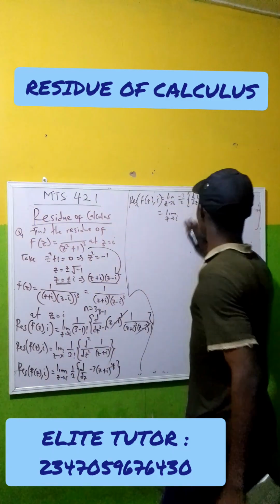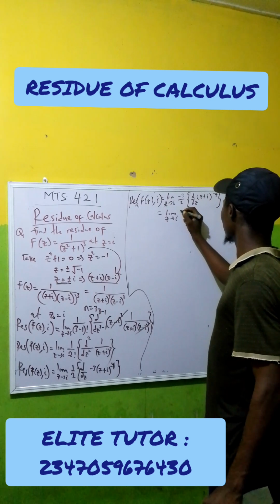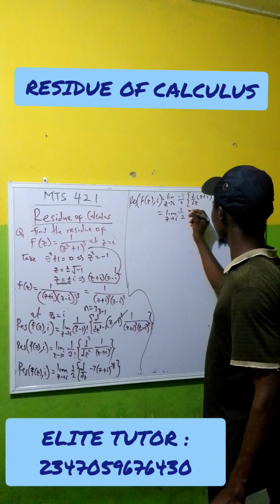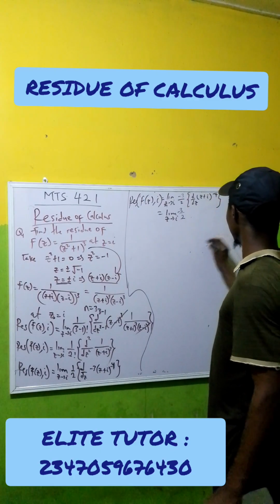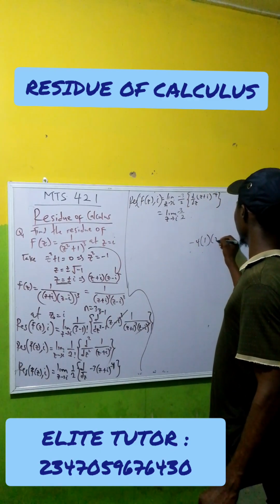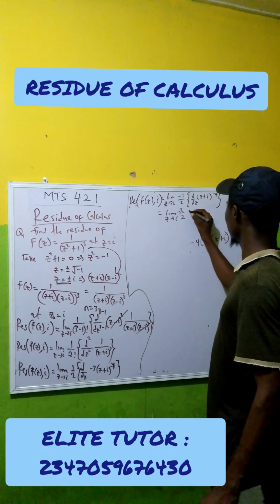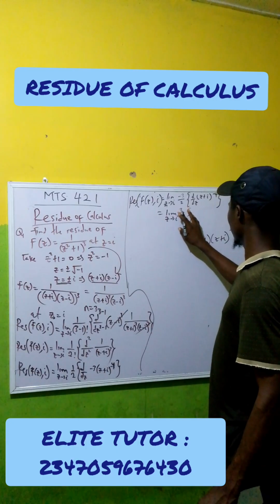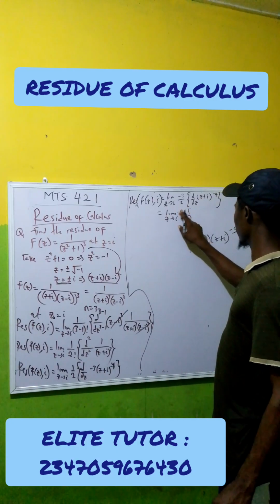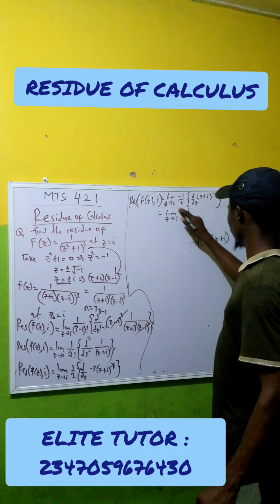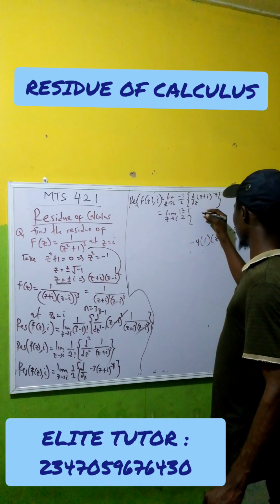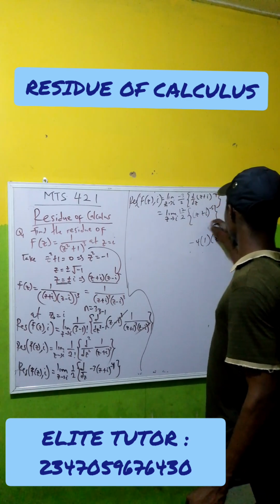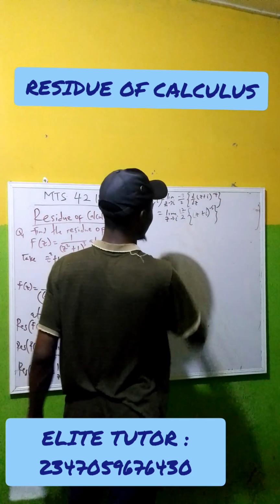Alright, so we are having 3 over 2. Don't forget there's a minus here. So by the time we differentiate this guy, it becomes minus 4 into 1, z plus i raised to power minus 5. So we're having minus 4. Minus and minus is plus. And then that 4 times this one becomes 12. Then we're having z plus i raised to power minus 5.